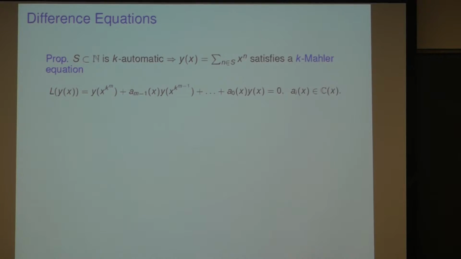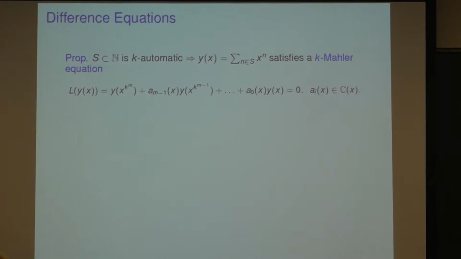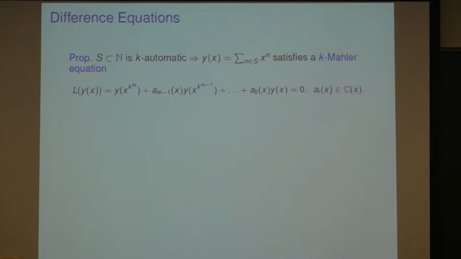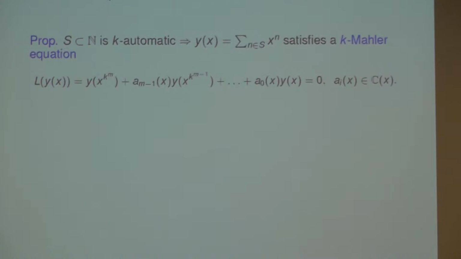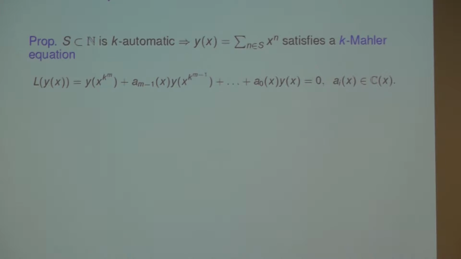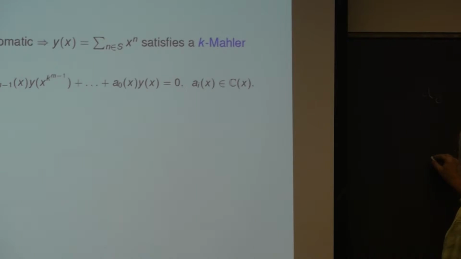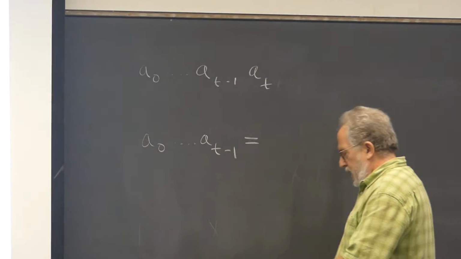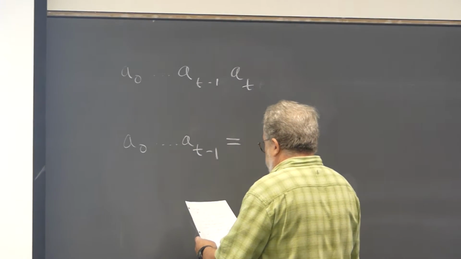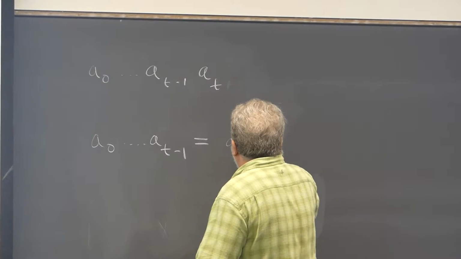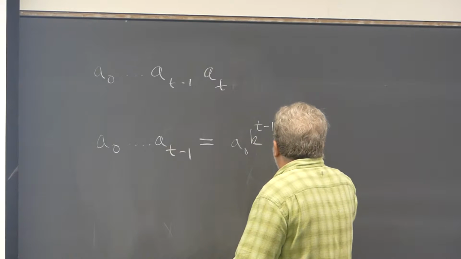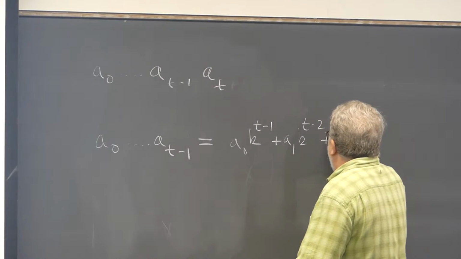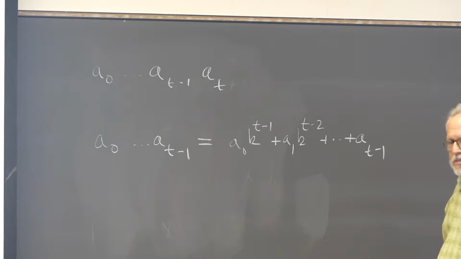So what does x goes to x to the k have to do with k-recognizable sets, k-automatic sets? And the way I think of it is the following. You have some base k representation of a number. So your machine is moving along. It has read this number. If you think of this just as a number, this is A0 k to the t minus 1, plus A1 k to the t minus 2, and so on, plus 1. That's the number it's looking at.